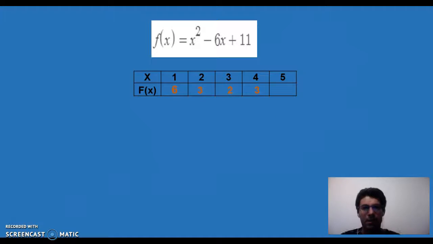So here we are going to stop a little bit to observe the chart. We can see that here we have x equals 3 and f(x) equals 2. And when x equals 4, f(x) equals 3, the same as when x equals 2. Since the graph of a quadratic function is a parabola, we can infer that the vertex is at the point (3, 2). And we can infer the value we're going to get here.